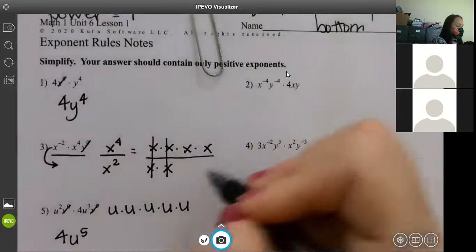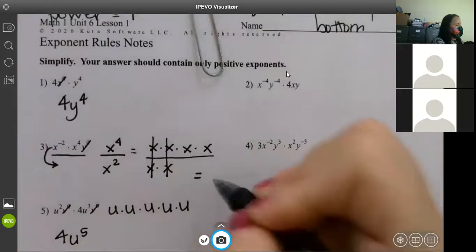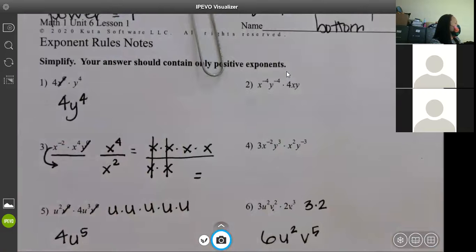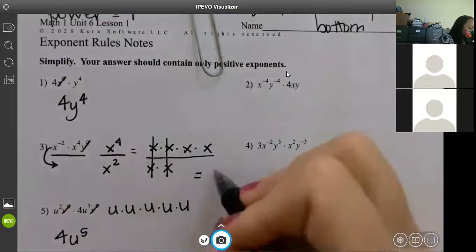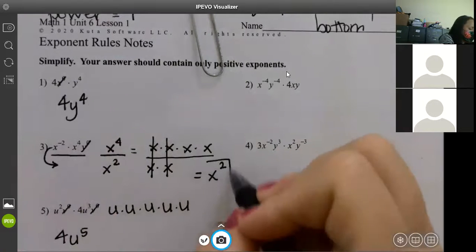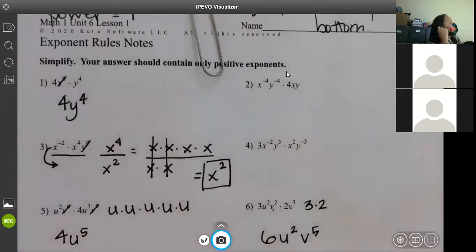And what does that leave us with? Not 2x, but how many total x's do we have? 3. Where do we put that 2? Is it in the front or is it the power? It's the power. So it leaves us with x squared. 2x would be x plus x. Okay, so that's the difference.